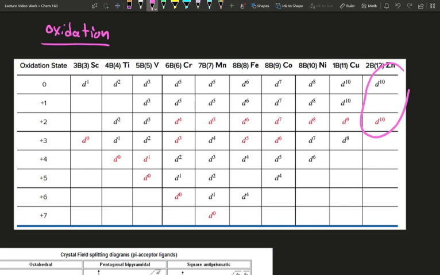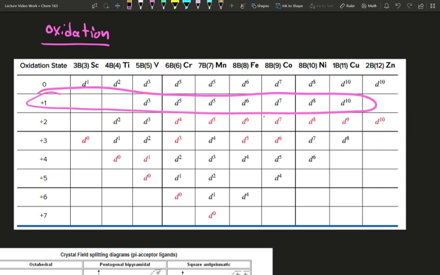If we look over here, zinc can become zinc 2+. However, it cannot become zinc 1+. Many researchers have attempted to make a zinc 1+ compound, and to date, none have been reported in the literature. However, that is completely possible to do for several of the other transition metals. So what's going on a little bit here?